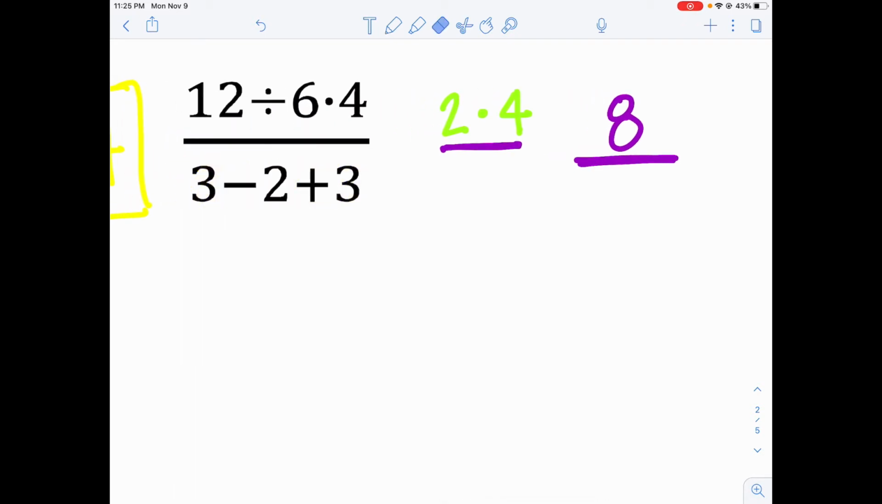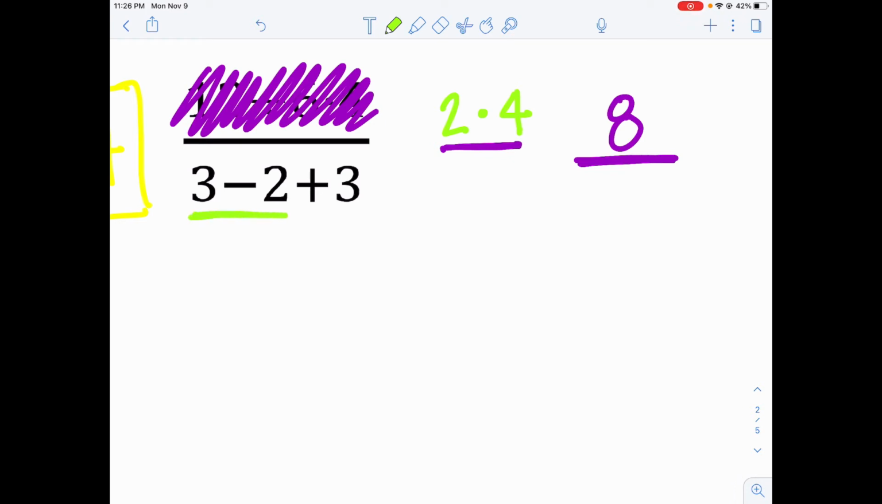Now that I have simplified the top all the way, I'm going to ignore the top, and I'm going to go through and simplify the bottom. Same thing, they are trying to trick you by listing subtraction first in front of the addition. Remember, addition and subtraction are like the same level. They go in order from left to right. If subtraction is listed first, I do the subtraction first. In this particular problem, subtraction is listed first. So I have to do 3 minus 2 before I can do any of the addition.